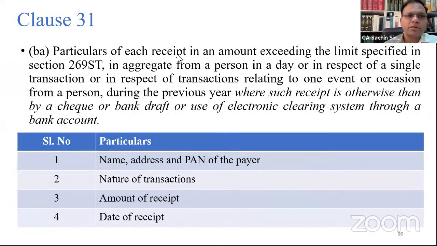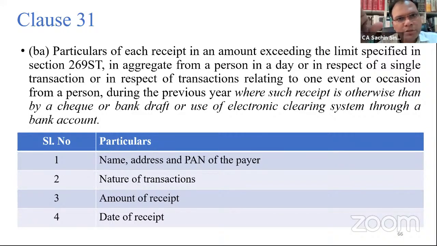Now come to clause number 31. This is again an interesting position. Here, since we have already discussed, we all know 269SS, 269T. 269ST is a very interesting position, because 269ST is majorly related to the transaction in respect of a single transaction or occasion or event. So if you are receiving something which is more than 2 lakh, and that too without an account payee cheque or bank draft, then this is to be reported.